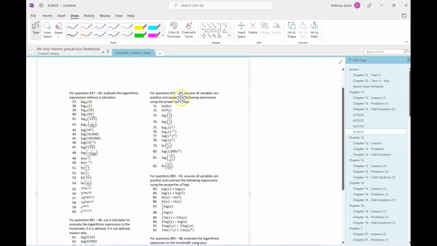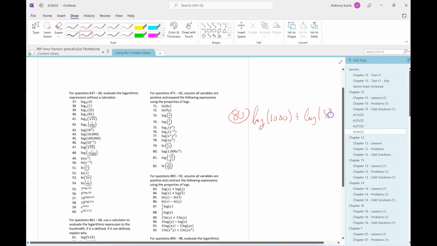All right, it says assume all the variables are positive, expand using your properties of logs. So probably the obvious thing to do to start for 80 would be the product property, since there's no quotients. And clearly on the second log, I have a power property as well that I can do.